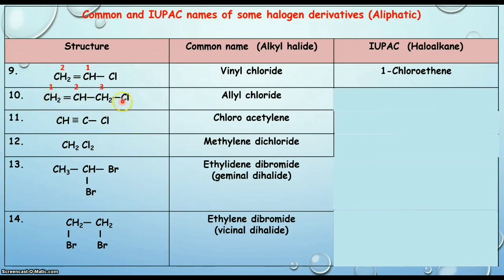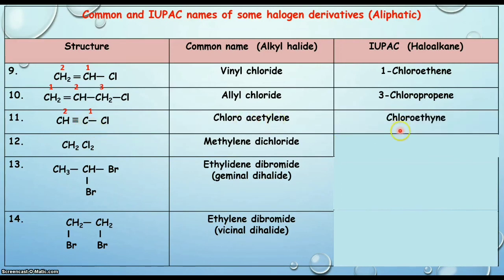According to this numbering, chlorine is present on the third carbon atom and 3 carbon atoms of alkene are there. Therefore, the suffix will be propene. So the IUPAC name of this structure is 3-chloropropene. Now in the next structure, chlorine is bonded to this carbon atom, that will be considered as number 1. 2 carbon atoms alkyne group is there, therefore the suffix is ethyne and the IUPAC name is chloroethyne.